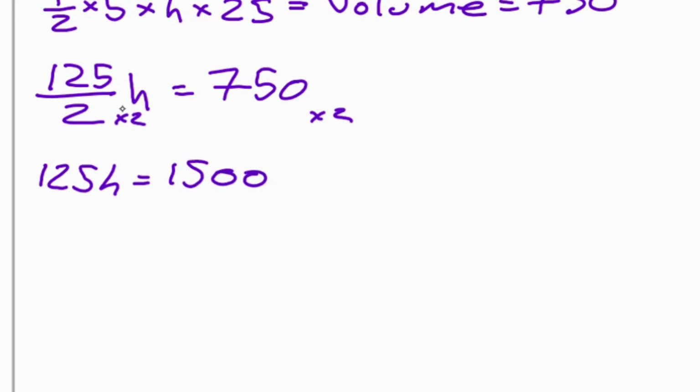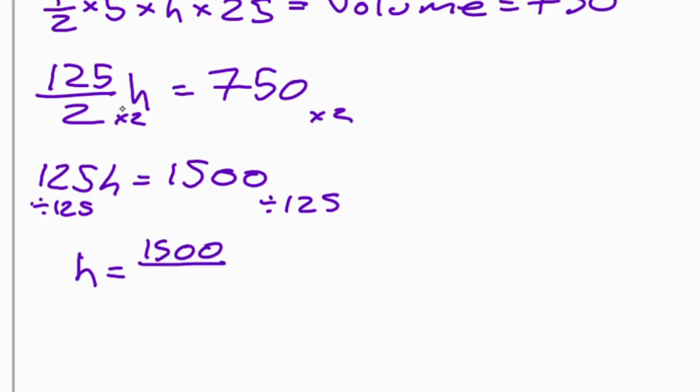Alright, and then I take this 125 from this side. I want to get h on its own so I can find it, or make it the subject, so divide both sides by 125. That gives me h equals 1,500 divided by 125. Now, how do I do this without a calculator? A little bit difficult.